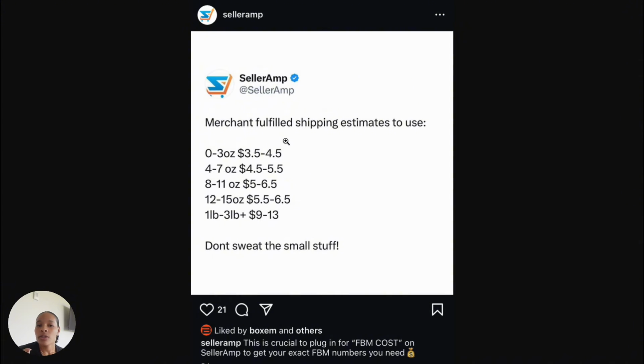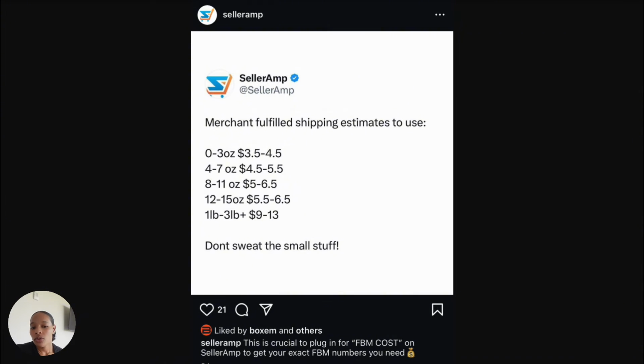So for 0 to 3 ounce products, it's going to be ranging around $350 to $450 for the FBM cost. If it's 4 to 7 ounces, it's going to be $450 to $550. If it is within the 8 to 11 ounce range, it's going to be around $5 to $650. Now, if it's 12 to 15 ounces, it's going to be $550 to $650. And then anything over a pound, around a pound to 3 pounds, it's usually going to be $9 to $13.